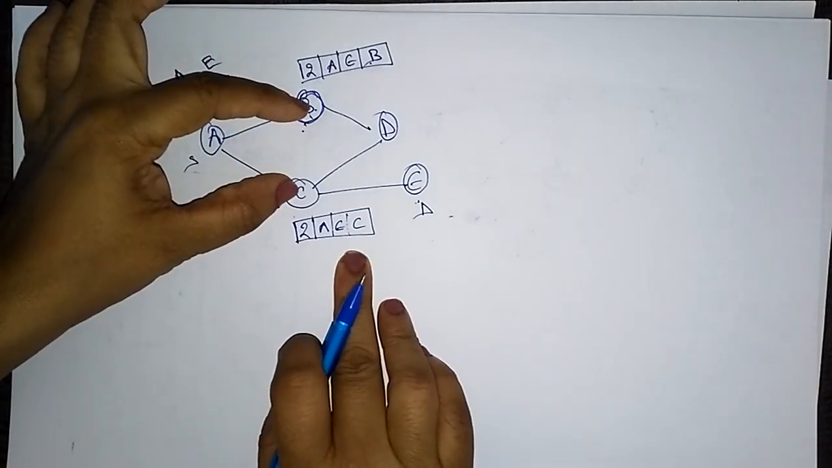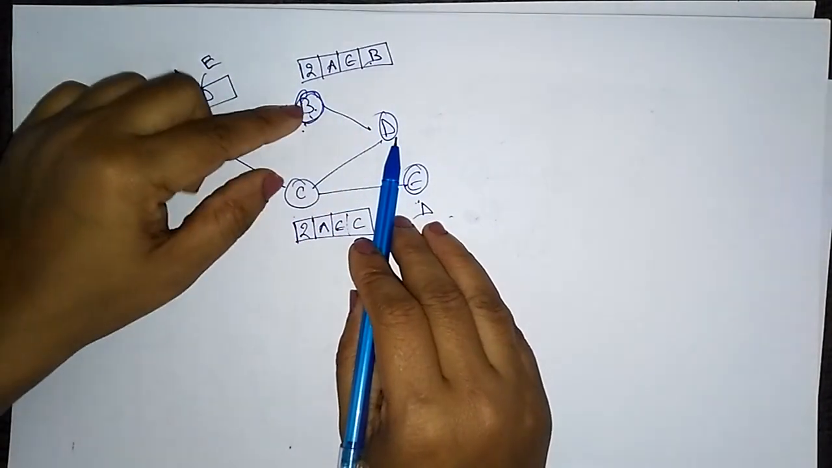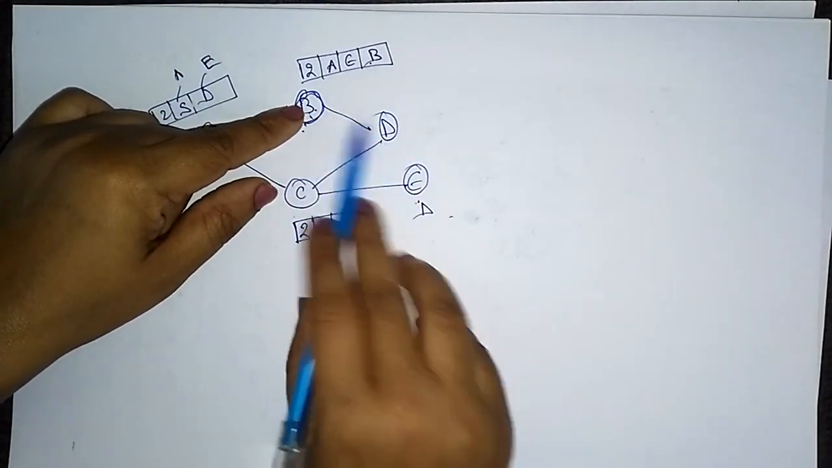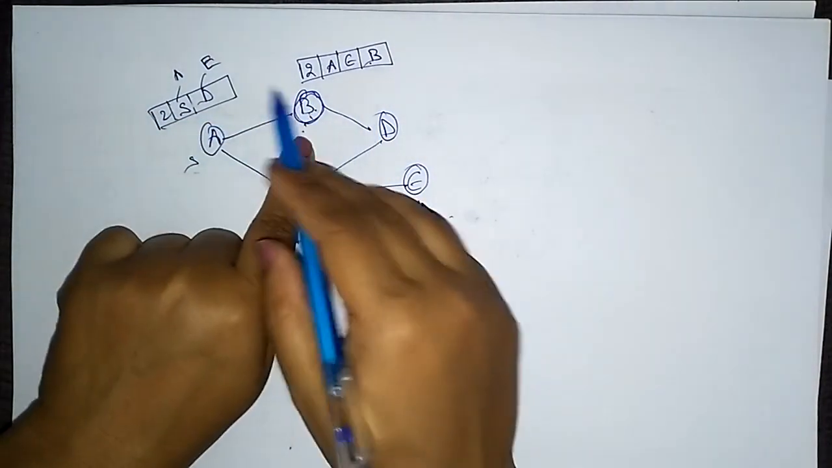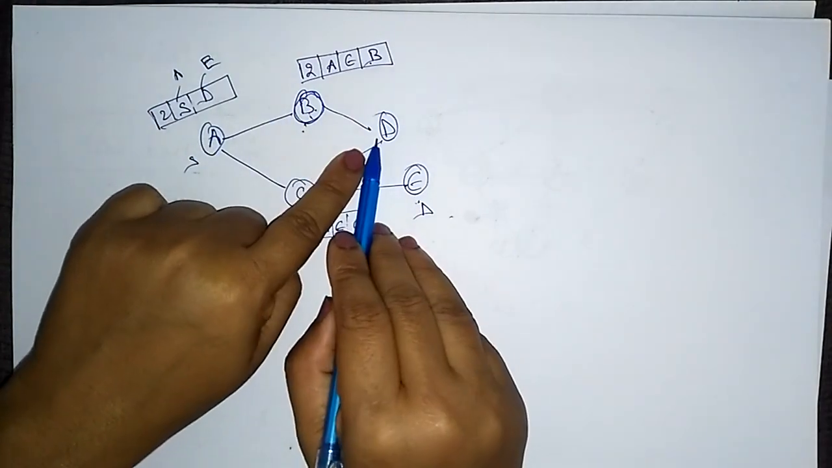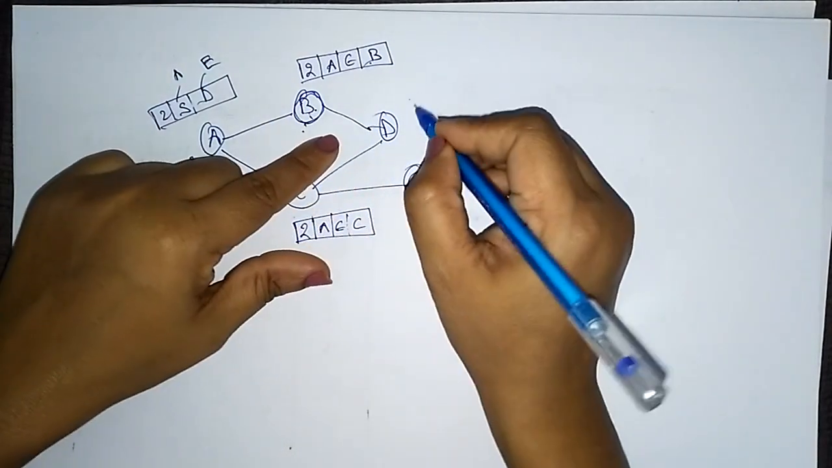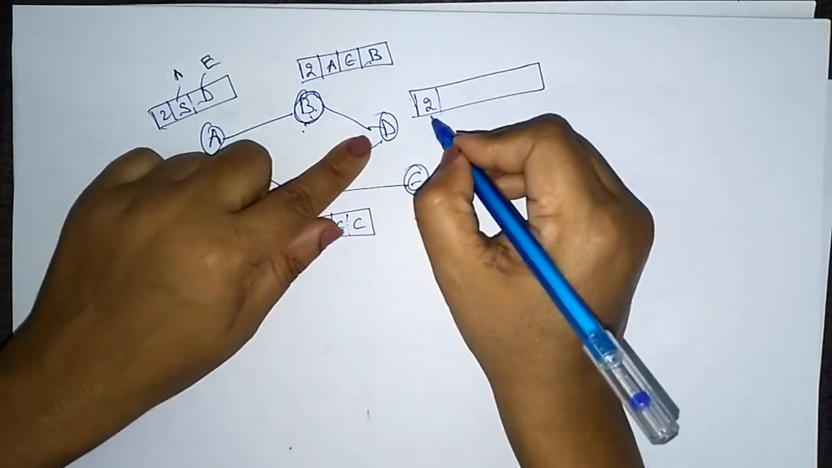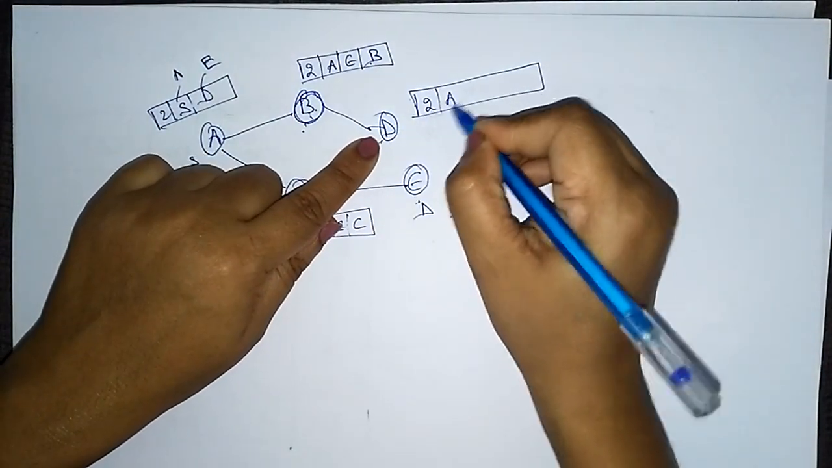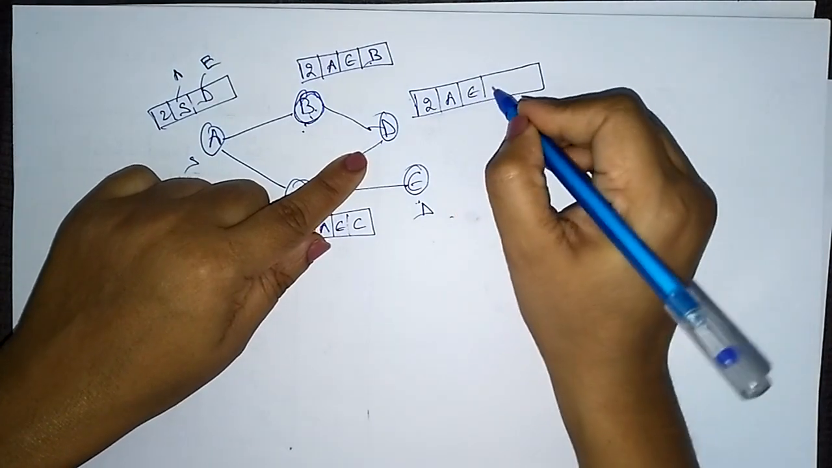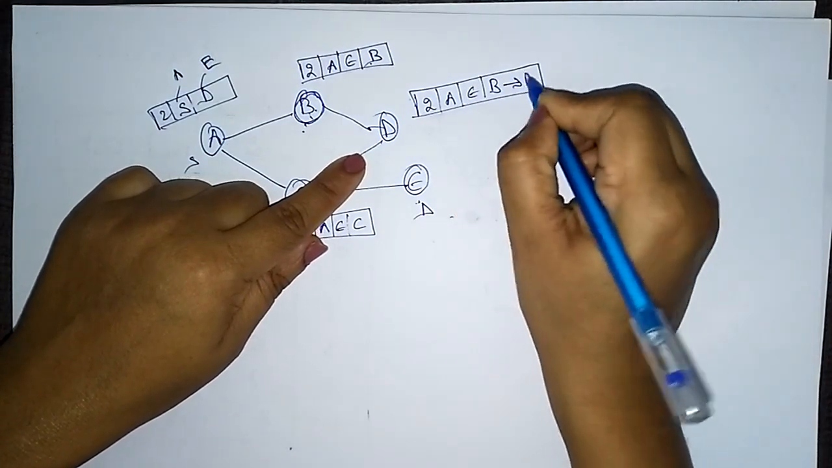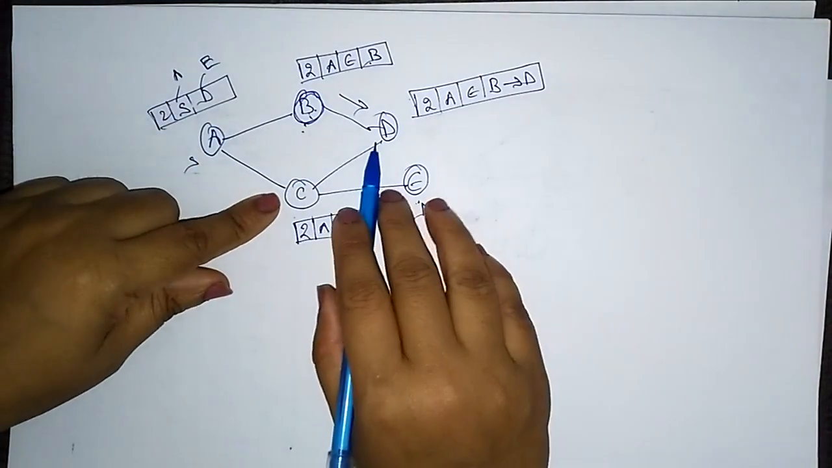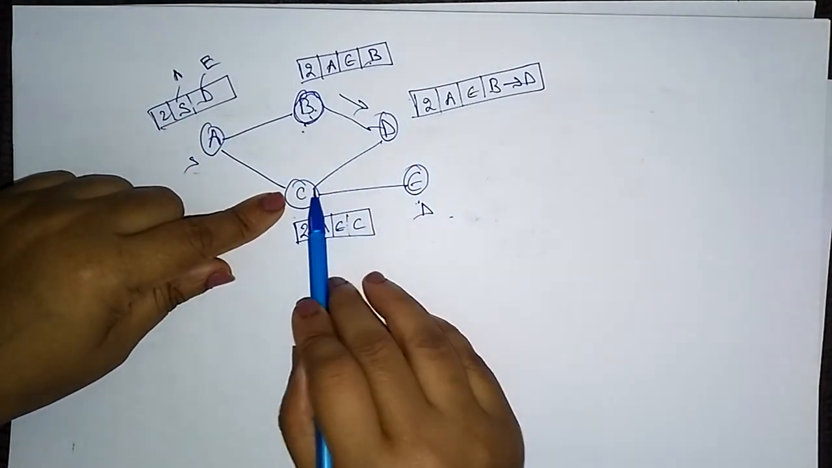Up to here it is over. Next, B broadcasts this message to all its neighboring nodes. The only neighboring node of B is D, since A is already visited. So when it reaches D, it carries the unique ID, source and destination, and it has come via the path B to D.